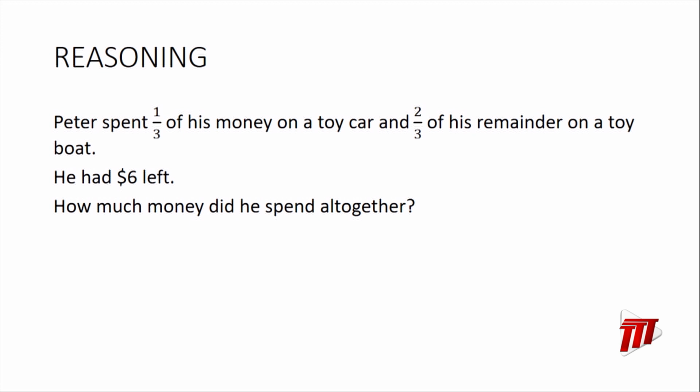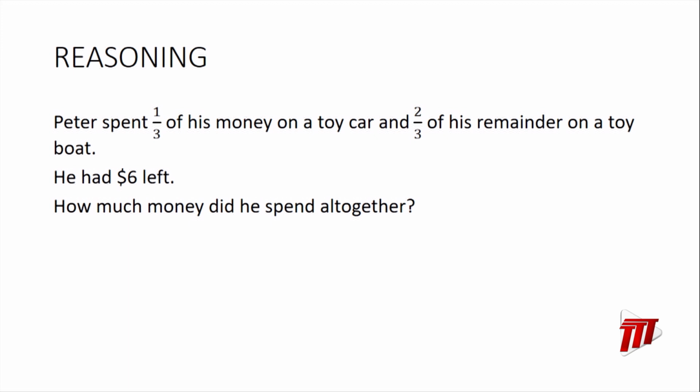Peter spent 1/3 of his money on a toy car and 2/3 of his remainder on a toy boat. So he spent 1/3 of his money. He had a certain amount remaining. I am sure you know how much he has remaining. We just did one like that. So if he spent 1/3 of his money and then 2/3 of whatever remained on a toy boat, he had $6 left. How much money did he spend altogether?